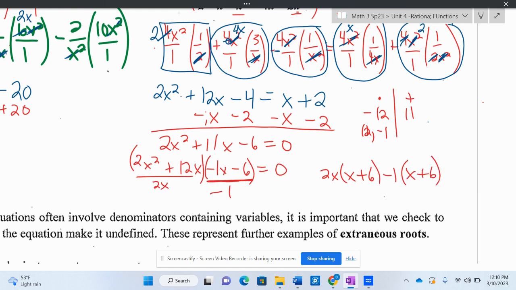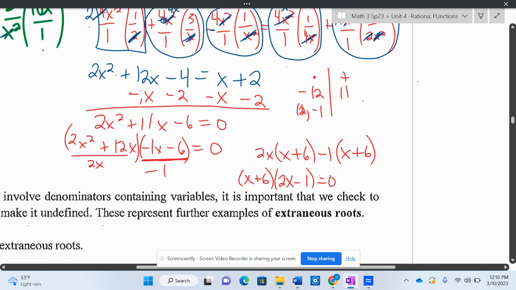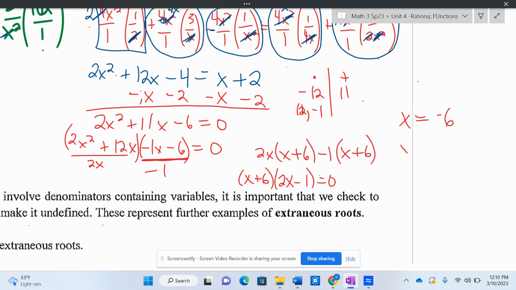Do you have your repeated term? Yep, x plus 6 times 2x minus 1 equals 0. So my factors are x equals negative 6 and x equals, let's see, if 2x minus 1 equals 0, I'm going to add 1 to both sides. So that leaves me with 2x equals 1. Divide both sides by 2. Yes, x equals 1/2.